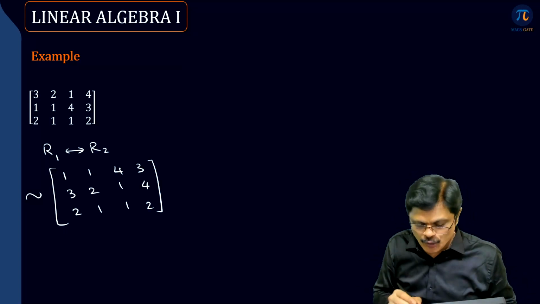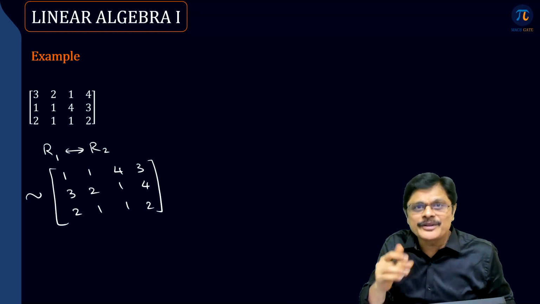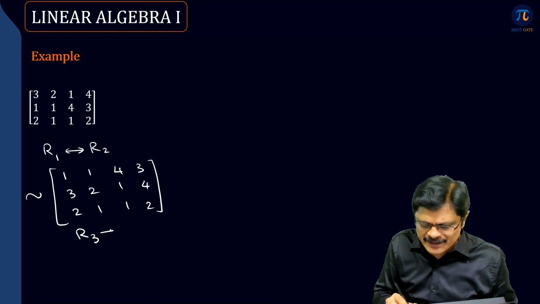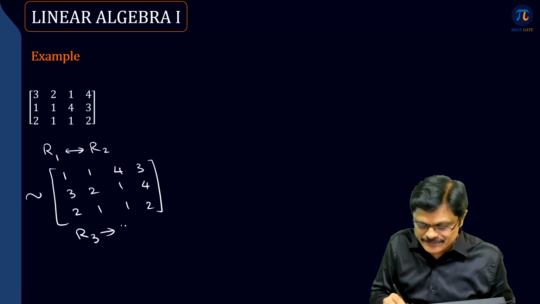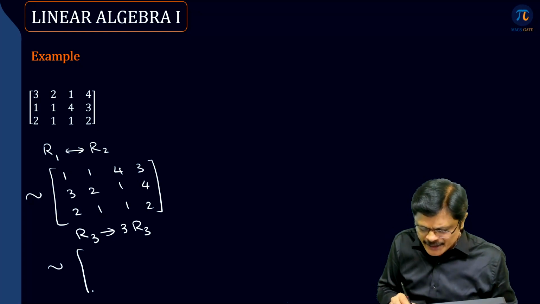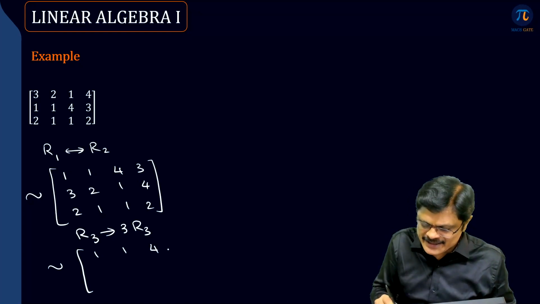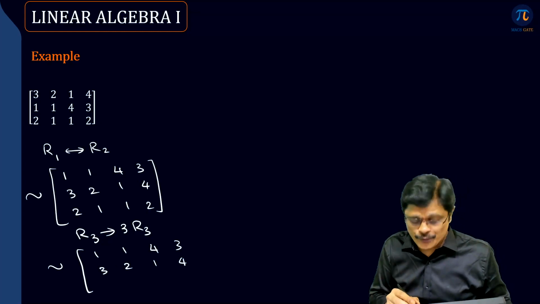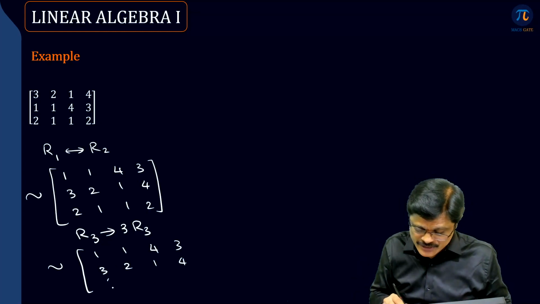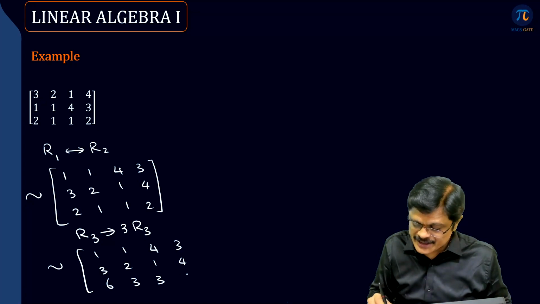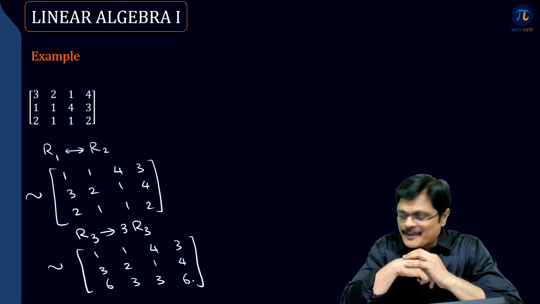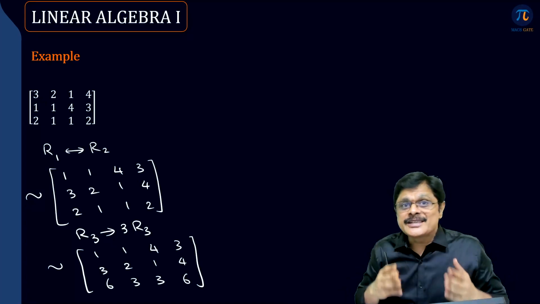Now let us do one more row operation. I want to multiply a row with a non-zero constant. So let me multiply row 3 with 3. Once you do it, I get a new matrix. First row as it is, second row no changes, and in the third row we are multiplying the third row with 3: 3 2 6, 3 1 3. So this is the idea, my dear friend. This is the second row operation.